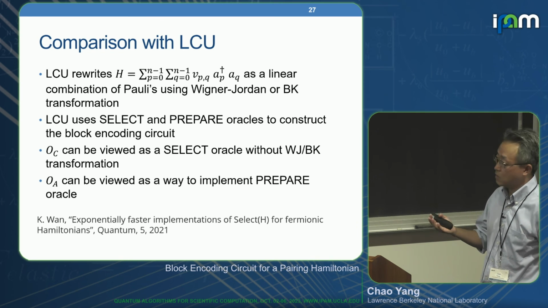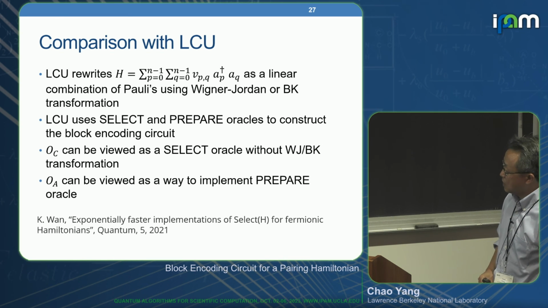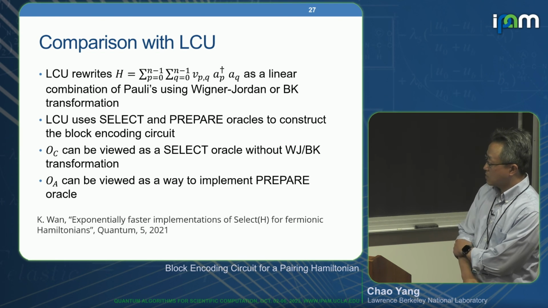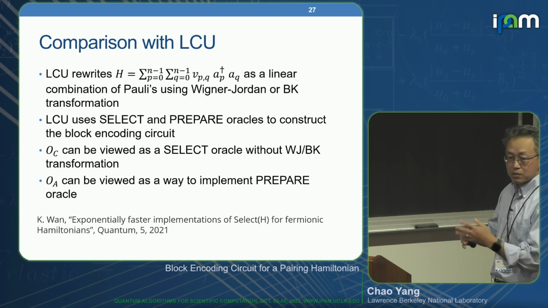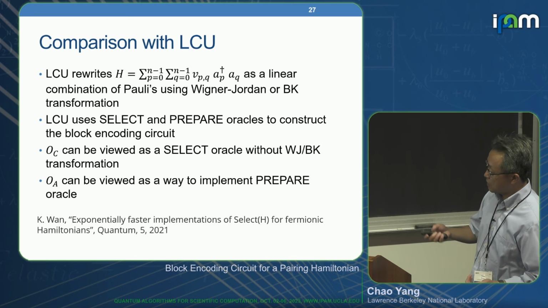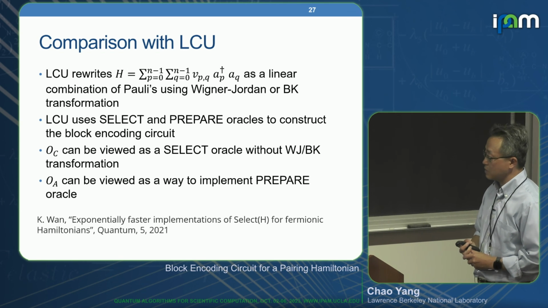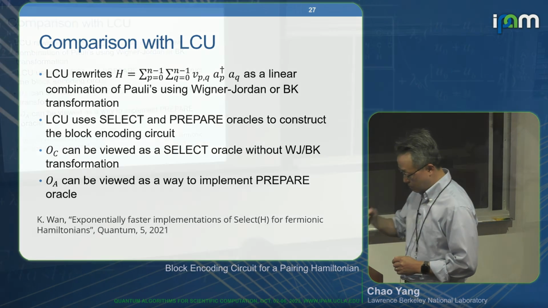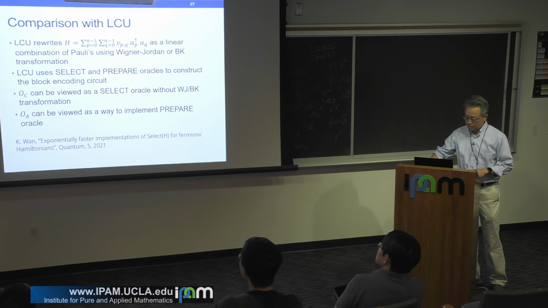The LCU uses select and prepare oracles to construct the block encoding circuit, but we can view OC as some version of the select oracle, okay? The difference is that we don't actually use the transformation. And OA can be viewed as a way to implement the prepare oracle. So maybe it's easier to view it this way. But we're not sure. More comparison needs to be made. And there's a very nice paper by Kianna back in 2021 that talks about how to block encode the select oracle for fermionic Hamiltonians. So we're still doing some comparisons at the moment.